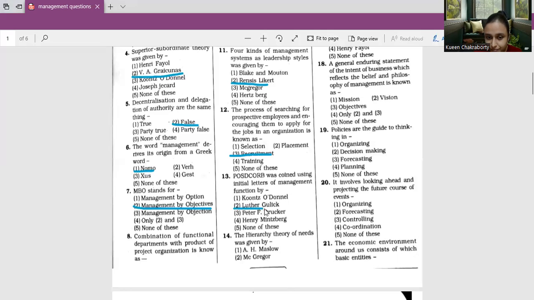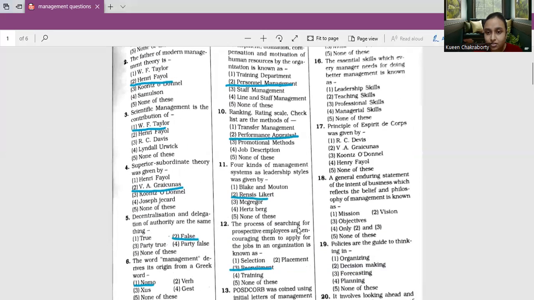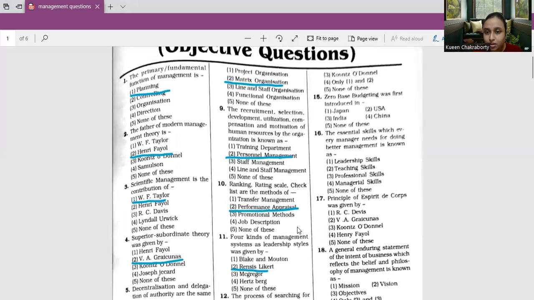Next, moving on to question number 14. The hierarchy theory of needs was given by: A.H. Maslow, McGregor, Koontz O'Donnell, only one and two, or none of these. Many of us might already have read this in class 11 or 12, the Maslow theory. His full name was Abraham Maslow, and he was renowned for proposing the hierarchy of needs theory in 1943.